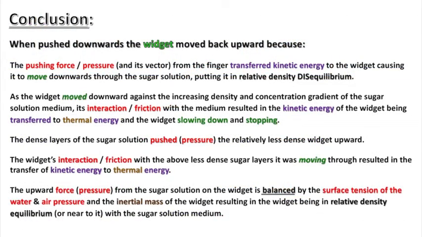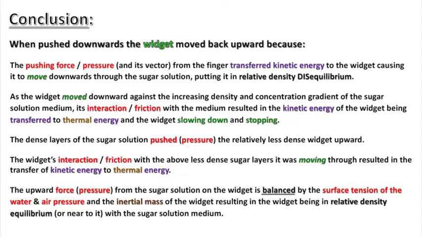Conclusion: when pushed downwards, the widget moved back upward because the pushing force, pressure, and its vector from the finger transferred kinetic energy to the widget, causing it to move downwards through the sugar solution, putting it in relative density disequilibrium. As the widget moved downward against the increasing density and concentration gradient of the sugar solution medium, its interaction, friction, with the medium resulted in the kinetic energy of the widget being transferred to thermal energy and the widget slowing down and stopping. The dense layers of the sugar solution pushed, pressure, the relatively less dense widget upward.